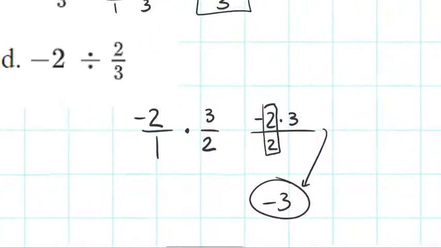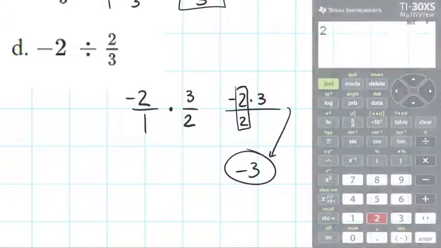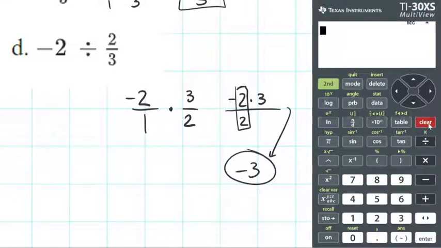And I am feeling slightly insecure, so I'm going to clear my calculator. I want to check that. So I'm going to take the number negative 2, and divide it by the fraction 2 over 3. And I believe I should get negative 3 as my answer. And I do. Excellent.